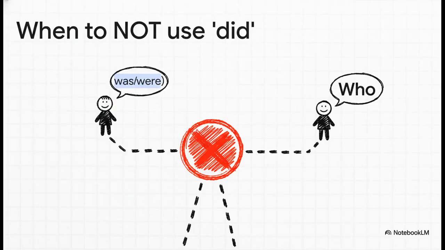And here they are, plain and simple. The first time you don't use did is when your main verb is the verb to be, so in the past, that's was or were. And the second time is in a very specific situation when you're asking who did an action. Let's break these down one by one so they're crystal clear.